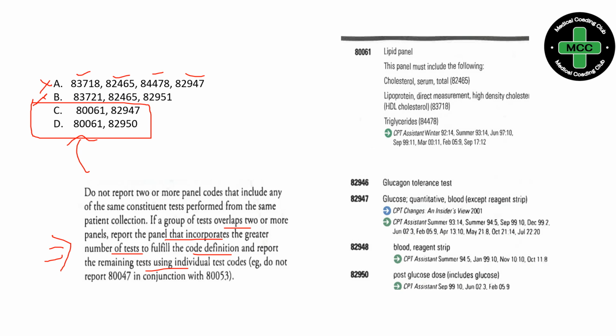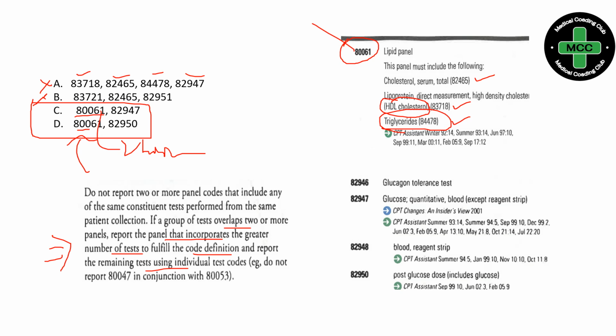How to check option C and option D: it is 80061, a lipid panel code. Under the lipid panel you can see cholesterol serum, lipoprotein which is HDL cholesterol, and triglycerides. So 3 tests, and all these 3 tests are performed, so you cannot code these individually. You can just go ahead and assign the panel code 80061.